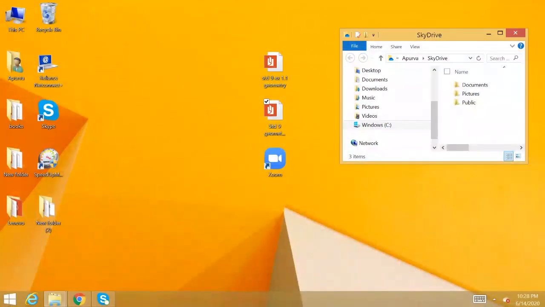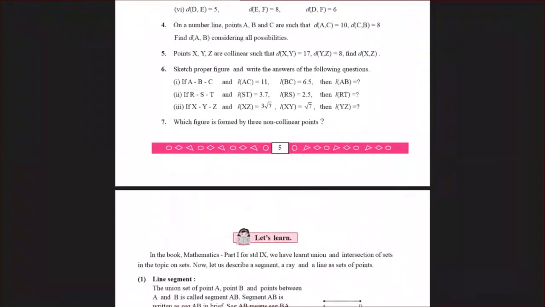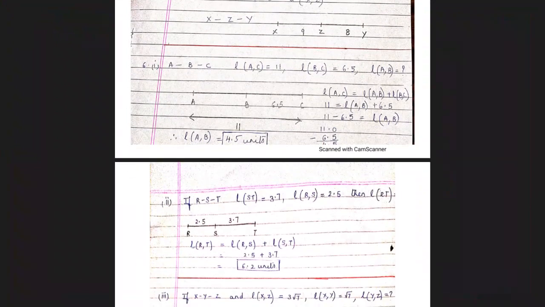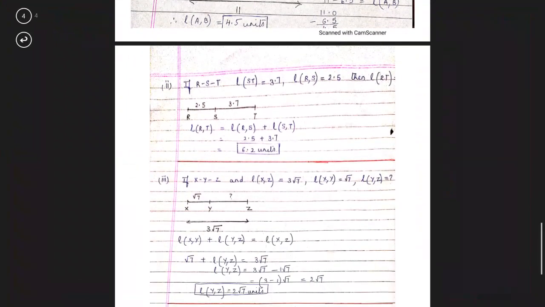I'll still show you how to do it. See, this is how it is to be done. AC is given as 11, BC is 6.5. Substitute the values. AB you need to find out. So 11 minus 6.5, when you do, length of AB is 4.5. Okay. The same thing is with the second question. R dash S dash T. ST is given. RS is also given. Find length of RT. So you have to add them both to get RT.